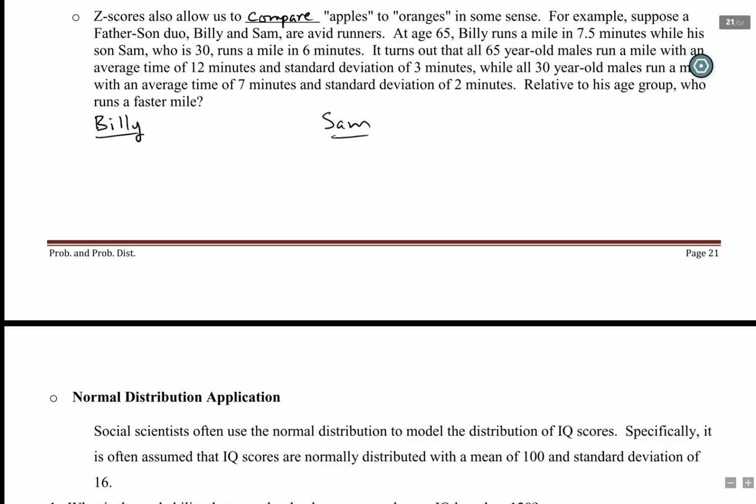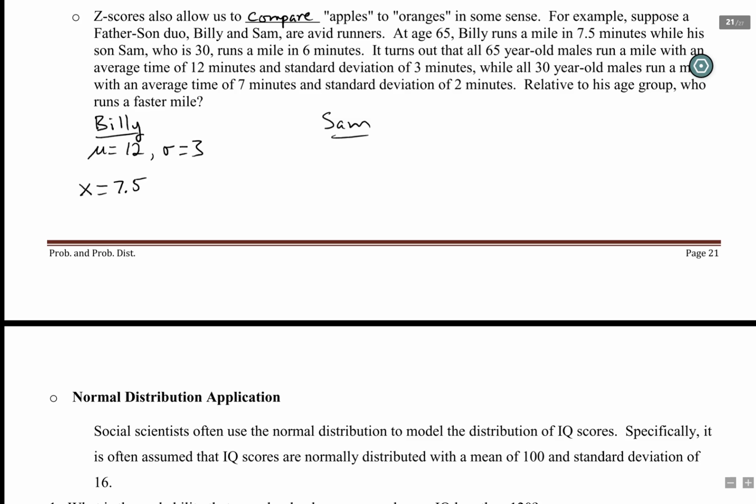Now Billy, 65 years old, in his age group the average mile run is 12, and the standard deviation of that age group is 3 minutes. So the average there is 12, standard deviation is 3. Now Billy's particular mile run time was 7.5 minutes.